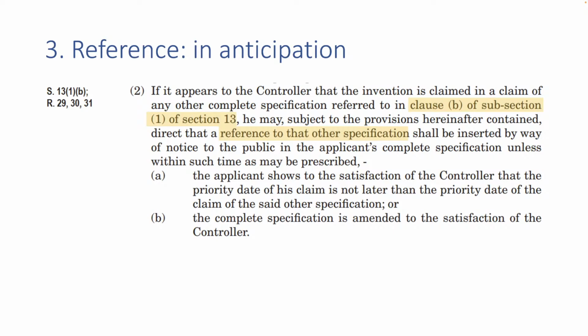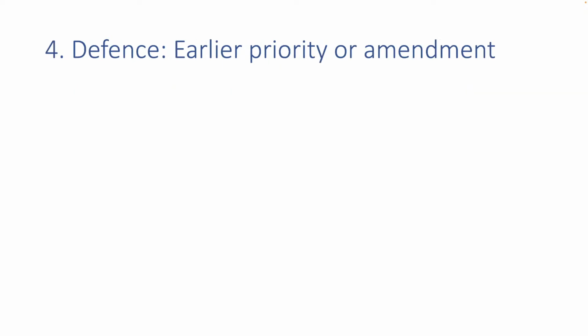Again, this is different from refusing the application. There will be certain cases where it may not be a strong case to reject the entire invention. Maybe only one element of the invention was anticipated. So rather than refusing the entire application because only an element of the invention was overlapping, the controller may introduce a reference to that other specification. This is what we call a reference made by the controller to another specification in case of anticipation. Now, what can be the defense in that case?